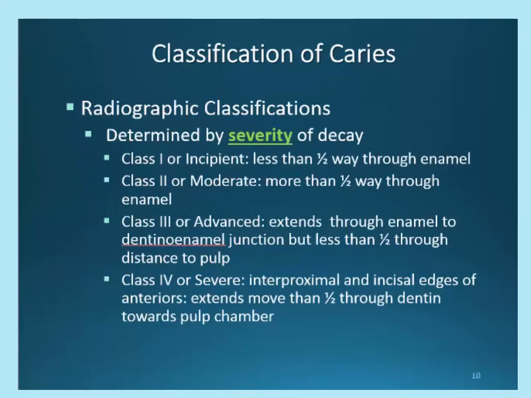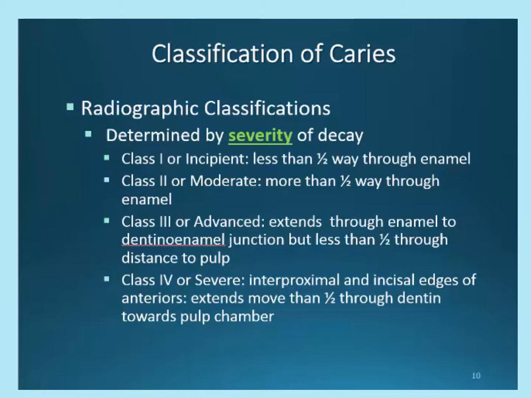Radiographic classifications are determined by severity of lesions. Class 1, also known as an incipient. This classification is defined by a lesion that has penetrated the enamel but is located only in one half of the distance from the enamel's edge to the midline of the enamel structure. Class 2, or moderate decay, progresses from the midline of the enamel to the dentin enamel junction. It does not surpass the junction.